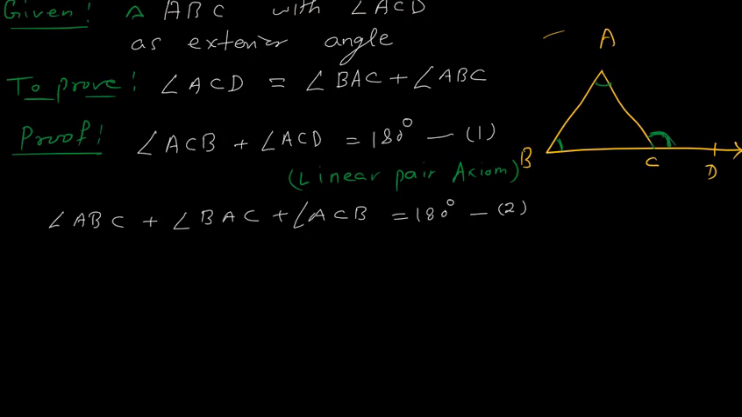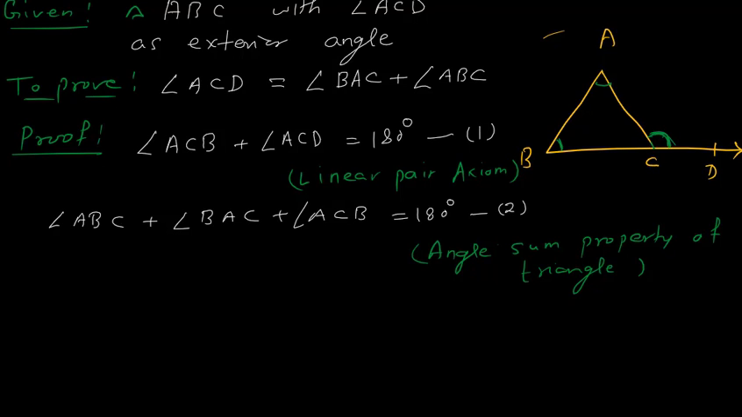You will say that this is called the angle sum property: the sum of three angles of a triangle is 180 degrees. So I will say that this is the angle sum property of a triangle. So by the angle sum property of a triangle, the sum of these three angles is 180 degrees. Now in equation 1, the sum of two angles is 180. In equation 3, the sum of three angles is 180 degrees.